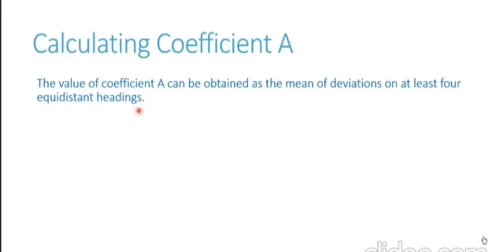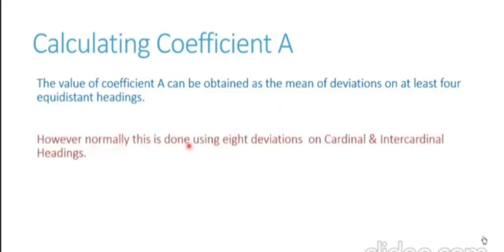Let us take the ship on a northerly heading and note down the deviation. Let's now take the ship on an easterly heading, note down the deviation, then southerly heading and westerly heading. So all the four cardinal headings, we swing the ship, take it to four cardinal headings, and we note down the deviation on these four headings. Now, once you take a mean of these four deviations, it gives you the value of coefficient A for that particular ship.